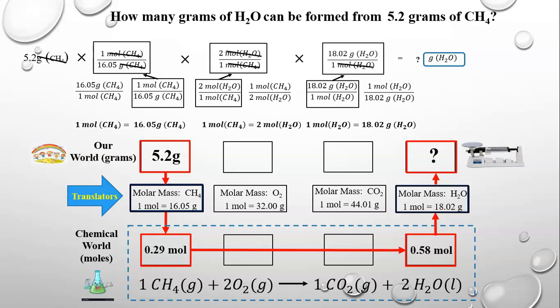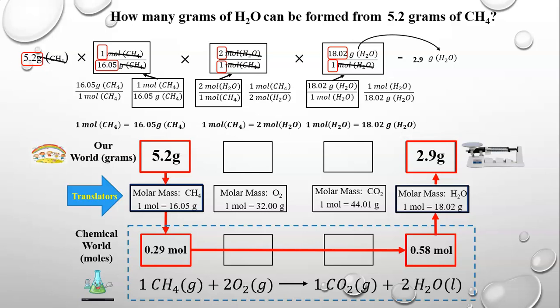Moles cancels with moles. And the last man standing is grams of H2O, which is what we want for our final units of measure in our final answer. So we can now go ahead and do the calculation. So watch the red boxes up at the top in the equation. So 5.2 times 1 times 2 times 18.02 divided by 16.05 divided by 1 divided by 1. And when you do that calculation, you get 2.9 grams of H2O. And you can go ahead and put that in the red box there at the top.